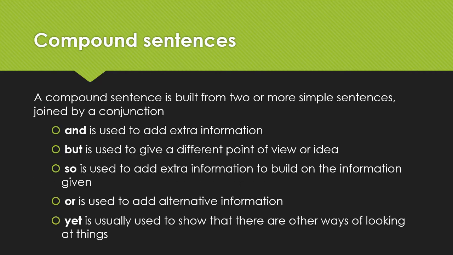We will now look at compound sentences. A compound sentence is built from two or more simple sentences, joined by a conjunction such as and, or, but. It can provide more information, or give an extra viewpoint. The important thing with compound sentences is to look at the word that joins the two simple sentences. The uses are as follows.